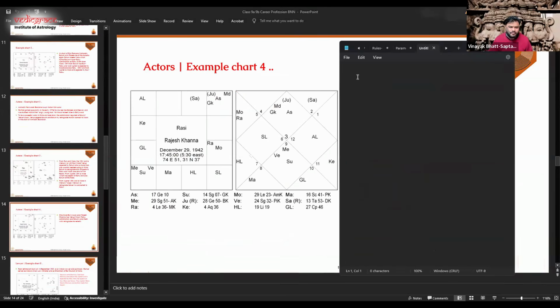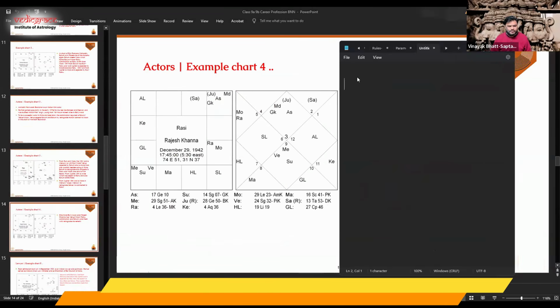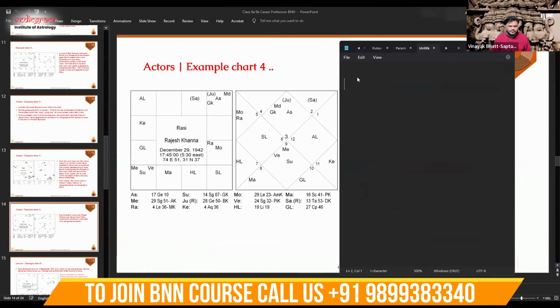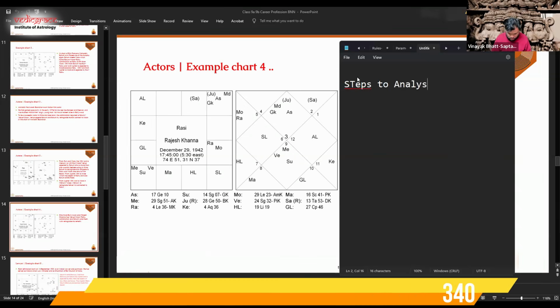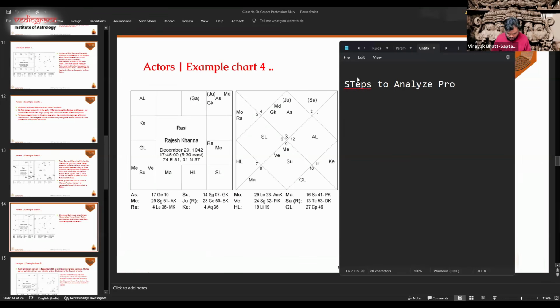We'll do this step by step. Okay. This is important. This is not only about the profession part. You pick any areas in your life, it is applied for everything. Steps to analyze profession.